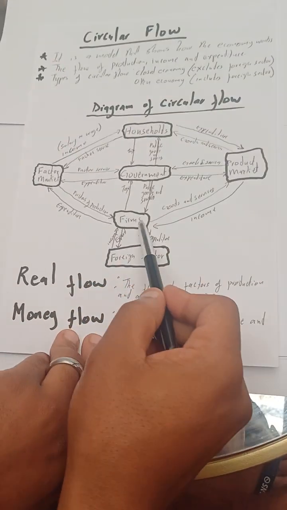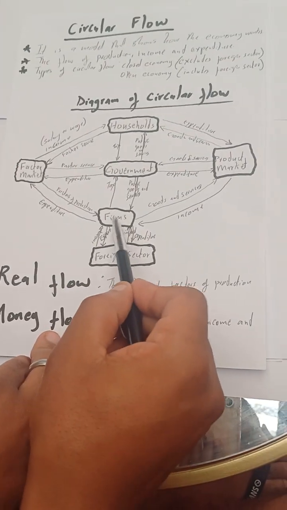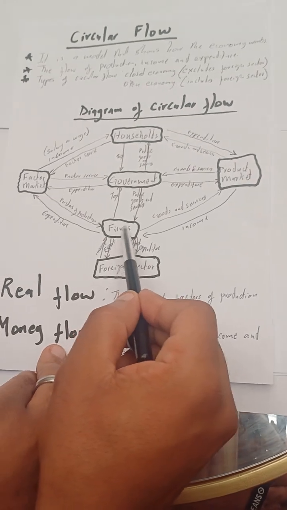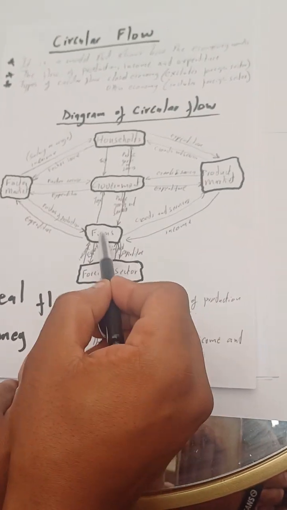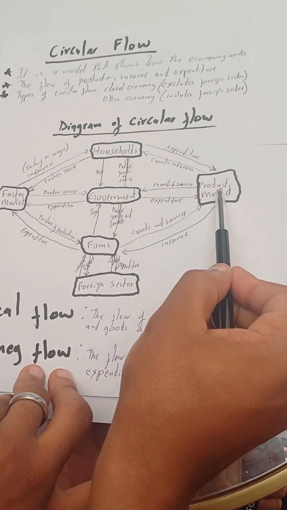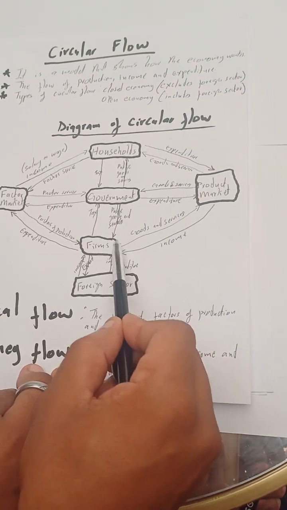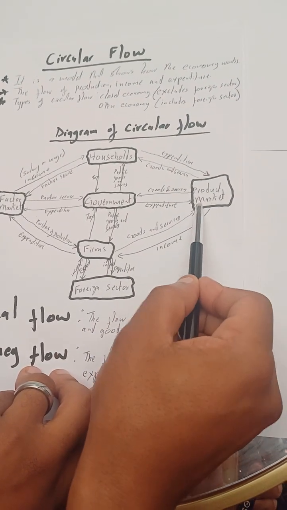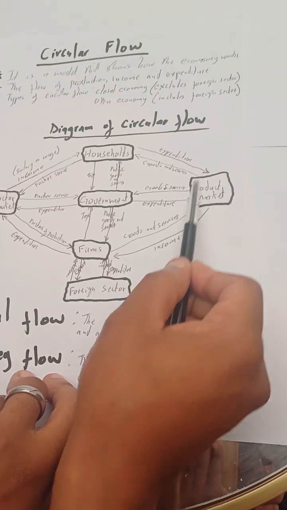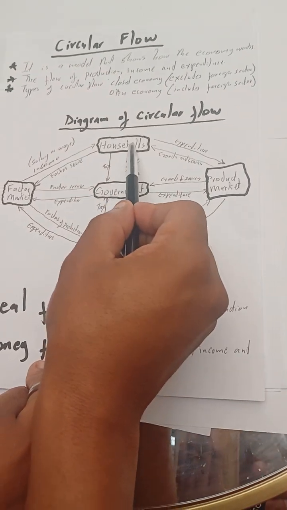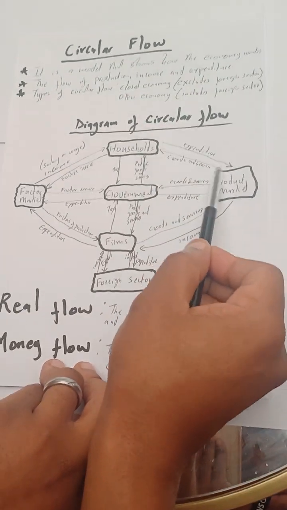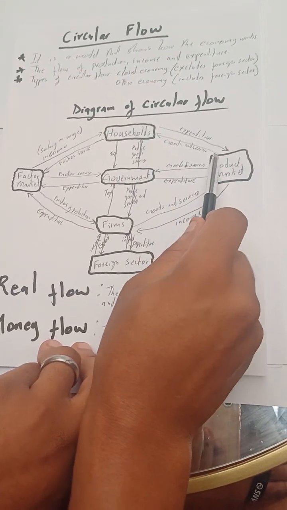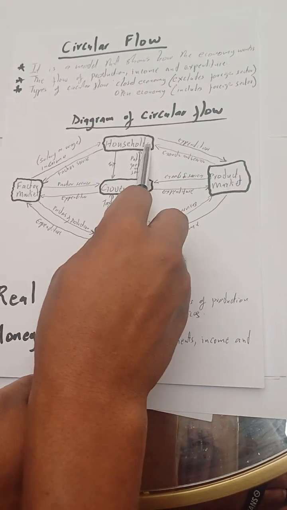After they have produced the goods and services, they are able to sell those goods and services to other different participants, but they sell them via the product market. As you can see, the arrow from the firms to the product market. Now it makes it easy for the household to purchase the goods and services from the product market. As you can see, there's an arrow from the product market to the household.